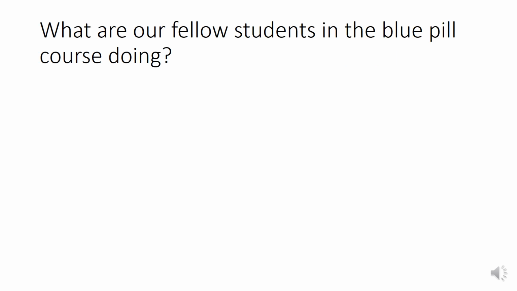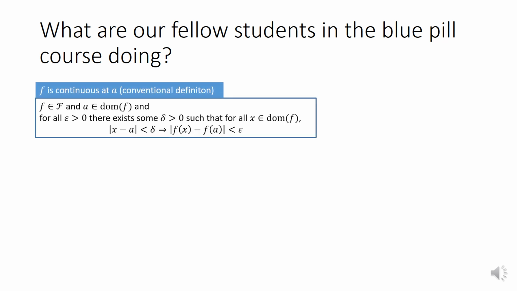What are our fellow students in the blue pill course doing? They define continuity in the following way. f is continuous at a, according to the conventional blue pill course definition, if and only if f is a real function and a is in the domain of f, and for all positive epsilon there is a positive delta, such that for all x in the domain of f, if the absolute value of x minus a is less than delta, then the absolute value of f of x minus f of a is less than epsilon.